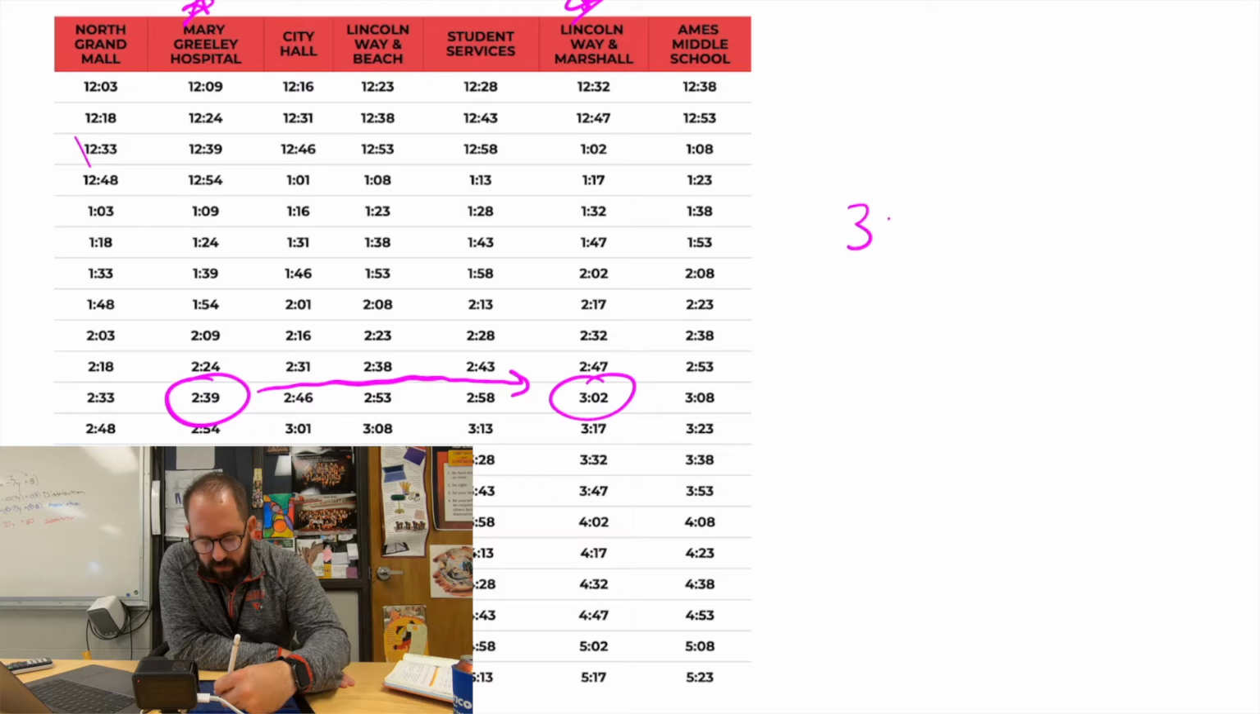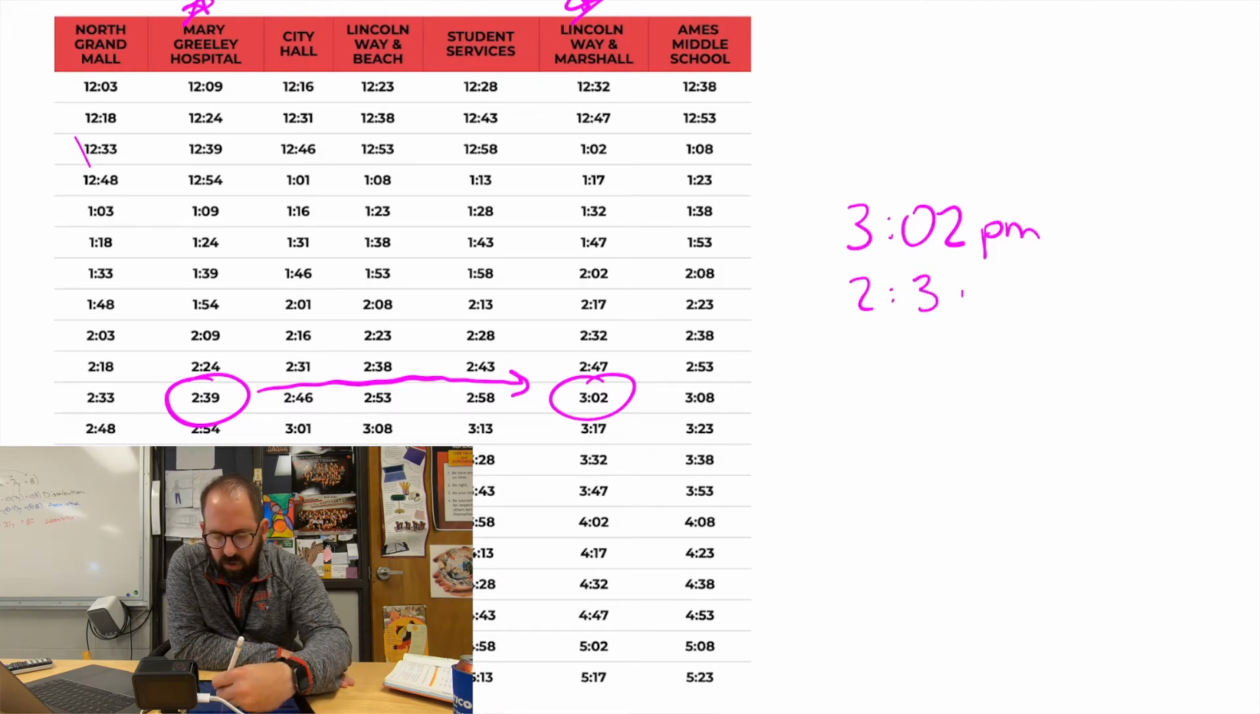So if I'm on the bus, if I get on at 2:39, here's 3:02 p.m. Again, these are all PMs because it's darker and bold. And I was on the bus earlier at 2:39 p.m. Well, I can't just subtract because I have to borrow.